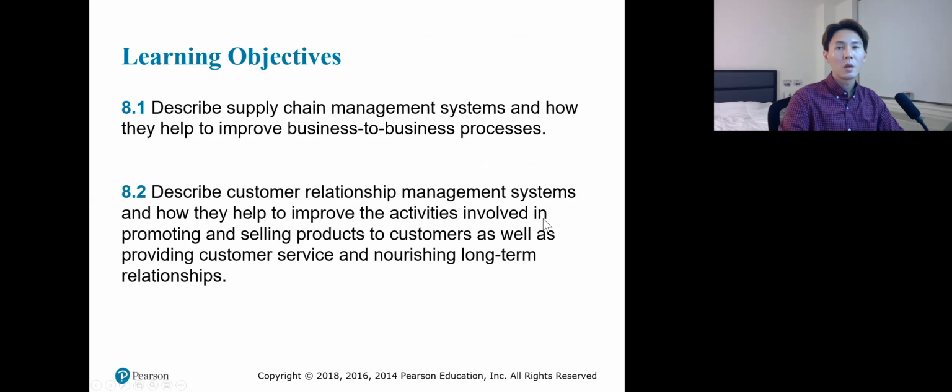So, learning objectives are describing supply chain management systems and how they help to improve business to business process. You remember that we learned many types of e-commerce, right? B2B and B2C, C2C and C2B, right? Among them, we will cover how SCM helps to improve B2B process. And we're going to look at customer relationship management, short to CRM, how CRM helps firms build and maintain a long-term relationship with their customers.